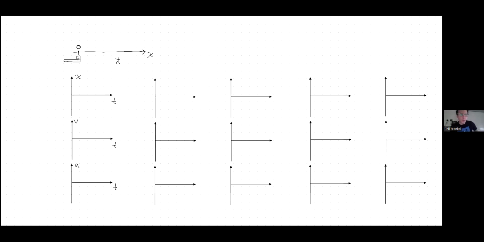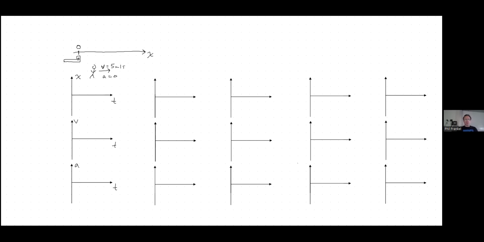All right, so let's think about what some graphs might look like. Maybe for this first set of graphs, we have the following. Maybe we have a little person moving at 5 meters per second to the right. So the velocity of this person is 5 meters per second to the right. And let's say the acceleration equals 0. So the person is not accelerating.